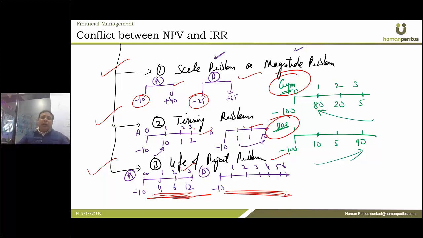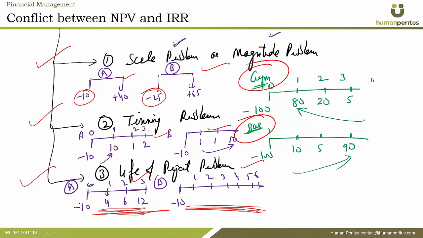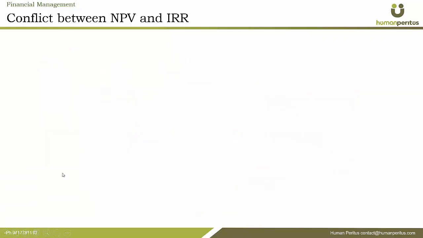Okay, so guys, we'll move on now. Can everybody confirm on the chat box that yes, understood till now? Okay, great. So these are the three regions of conflict between NPV and IRR. Okay.